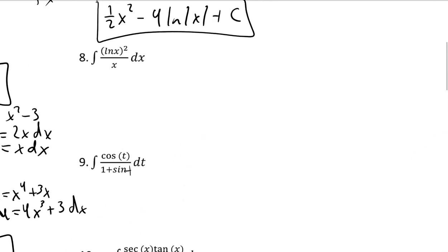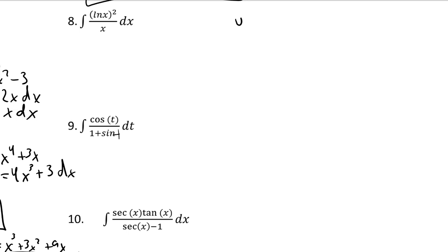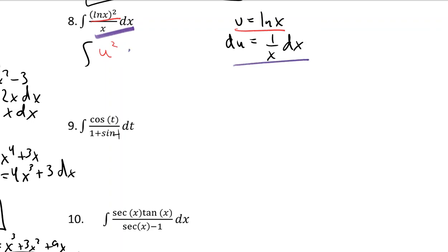Okay, back up to number 8. I would probably pick u to be the natural log of x because it's stuck under the square, which would make the derivative 1 over x dx, and then matching these things up, this would be u squared, and in place of 1 over x dx, I could put du. So raise the power by 1, divide by the new power, plus c, and our answer should not be in terms of u.